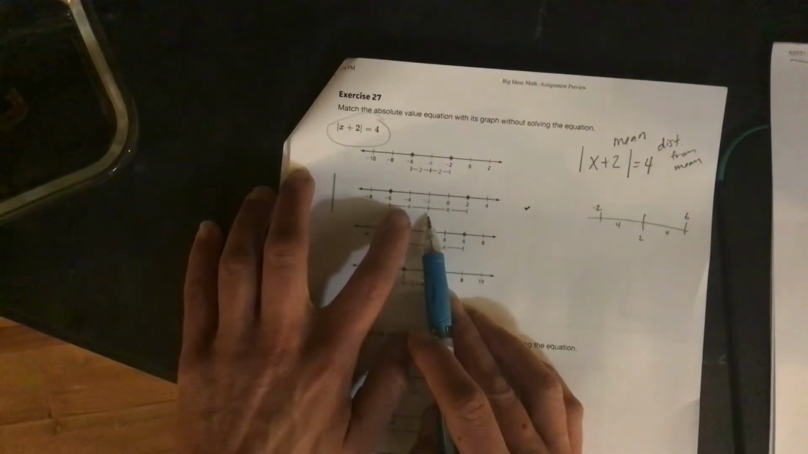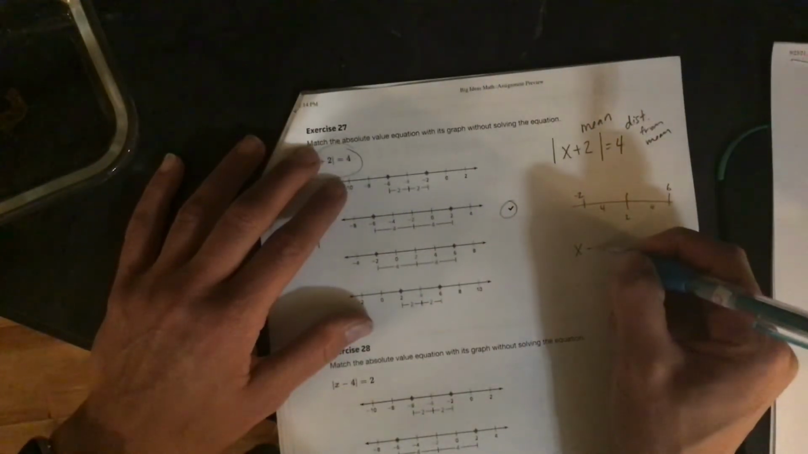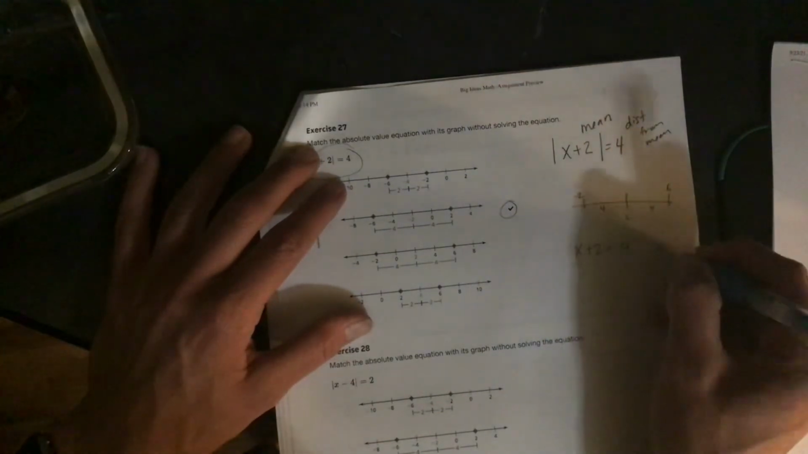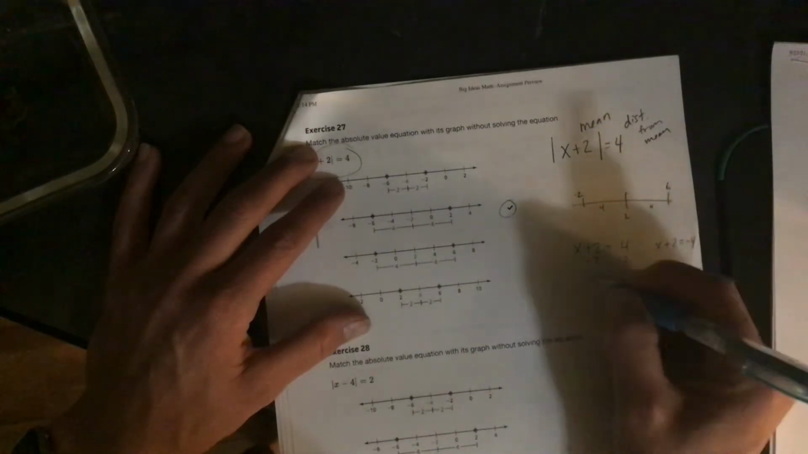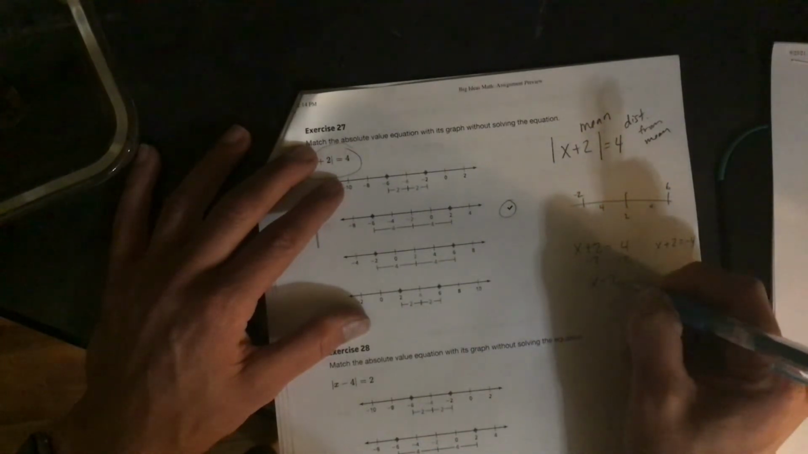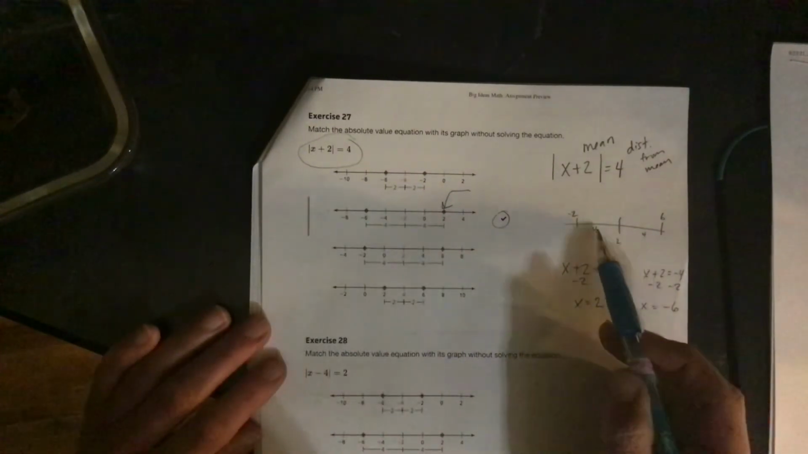What did I do wrong? Oh, because they're saying this is the answer. Let's look. I'm going to do it this way. X plus 2 equals 4. X plus 2 equals negative 4. Minus 2, and x equals 2, which is right there. Minus 2, and x equals negative 6. There we go.